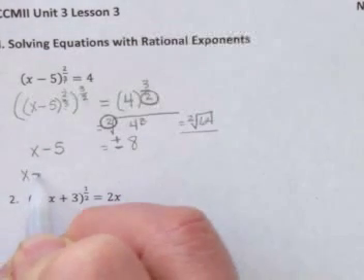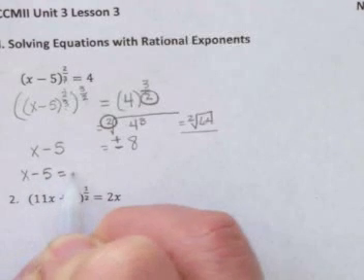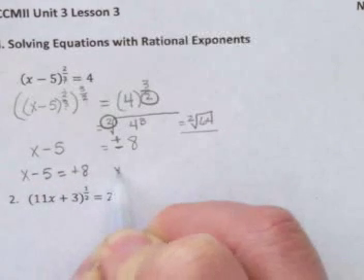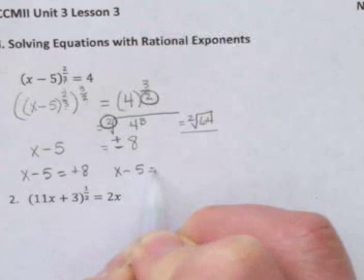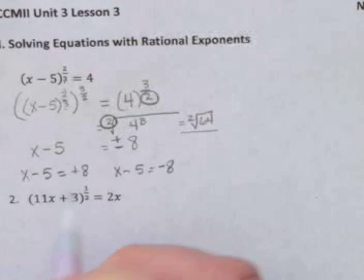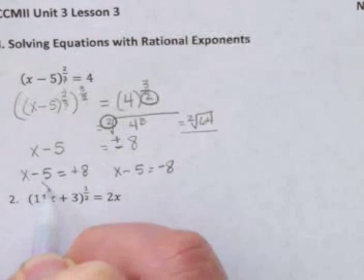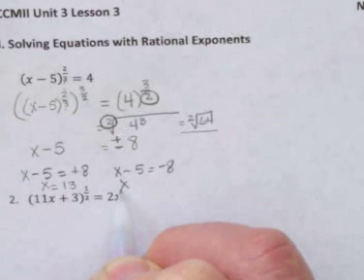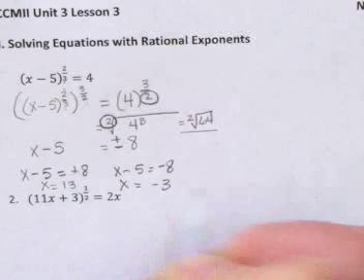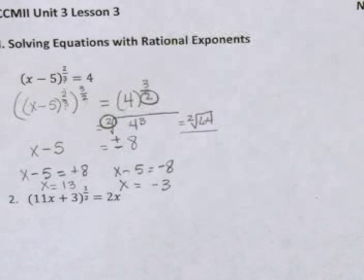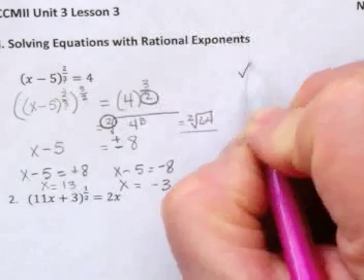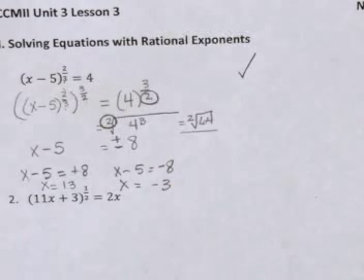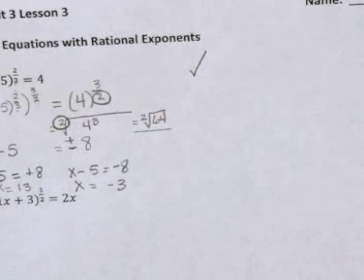So we have 2 equations we have to solve. x minus 5 equals positive 8, and x minus 5 equals negative 8. And so if I add 5 to both sides here, I get 13. Adding 5 to both sides here gives me negative 3. One of the most important steps when you solve equations with rational exponents is the check step, because often we get extraneous solutions and we don't want to include them in our answer.